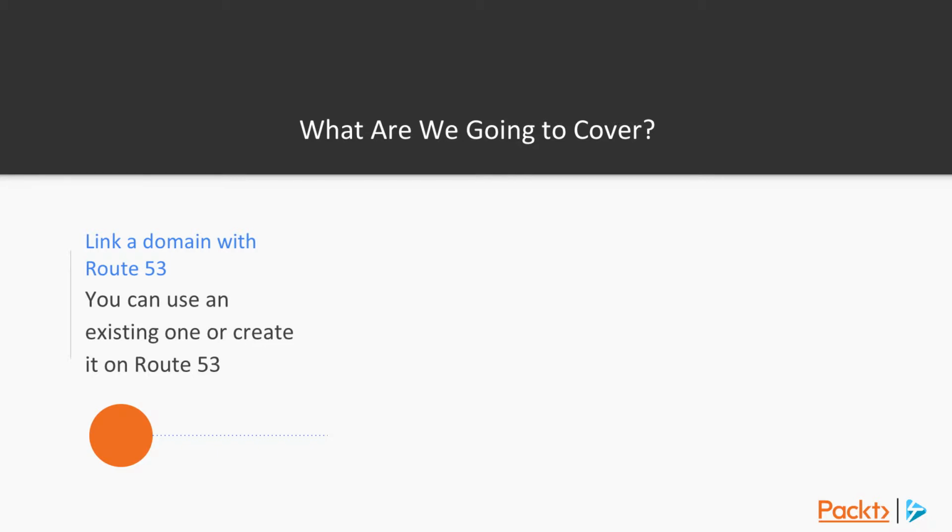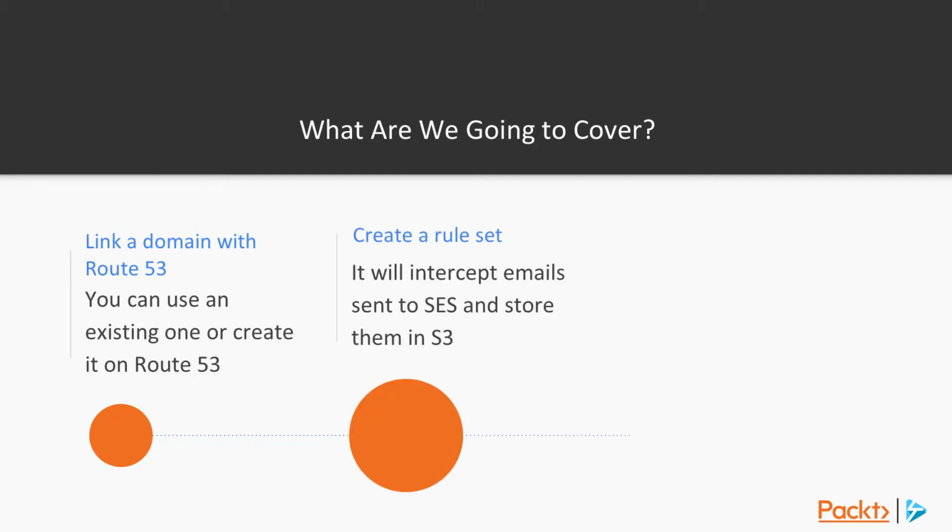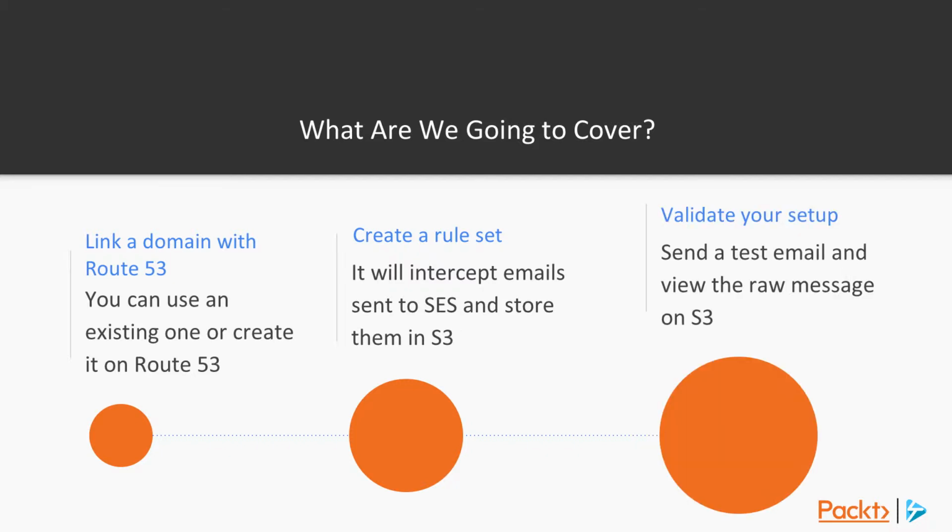So, what are we going to cover in this section? First, we are going to link our domain with Route 53. You can use either your existing domain or create a new one on Amazon Route 53. Then we are going to create a rule set, which will basically define how you are going to treat the emails that you receive from SES. Finally, we're going to validate our setup by sending a test email and viewing the raw message after being stored on S3.